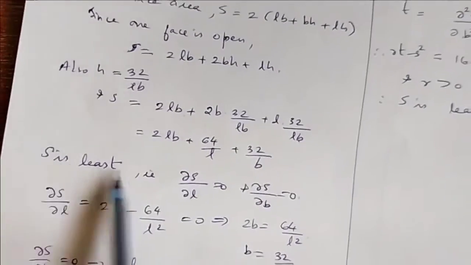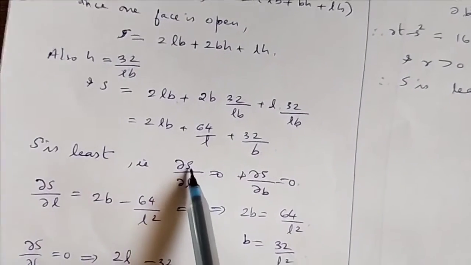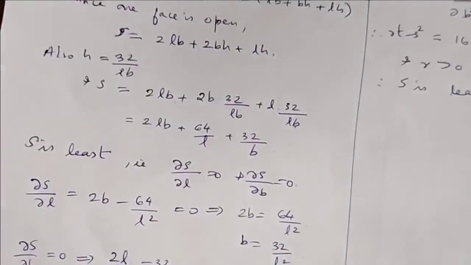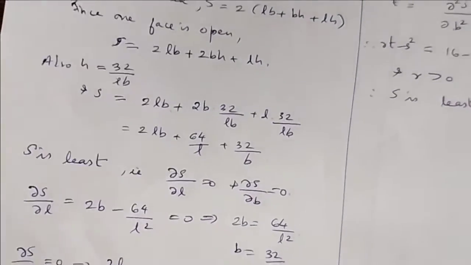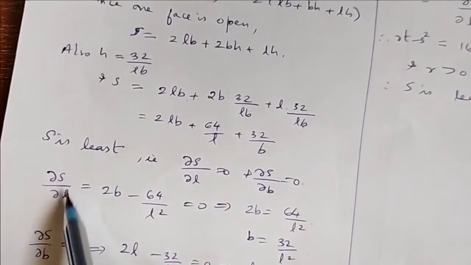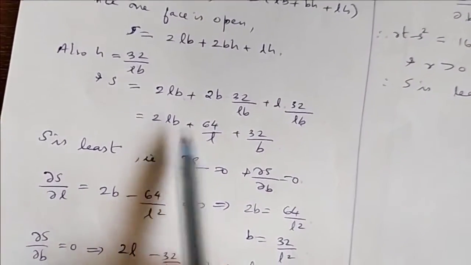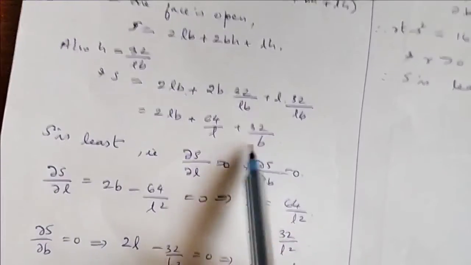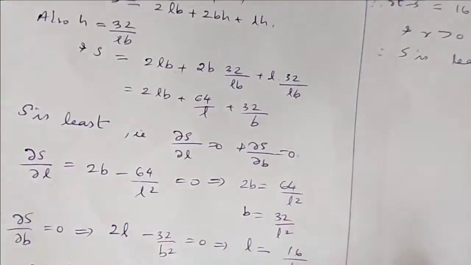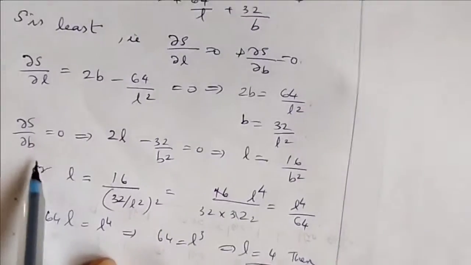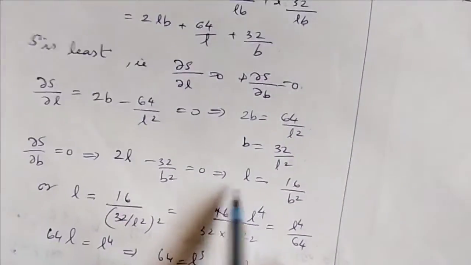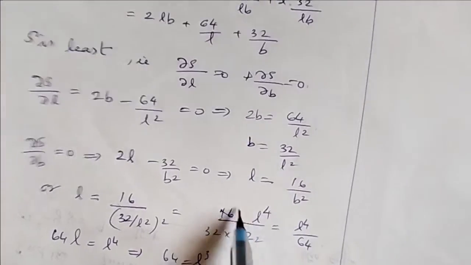Okay. So S is least, that is we have to put the derivative of S with respect to L and with respect to B, because S is in terms of L and B. Partial derivatives, put them to 0. So it will be dou S by dou L. What is dou S by dou L? 2B minus 64 by L square, it is 0. So this means 2B is 64 by L square, or B is 32 by L square. Similarly, dou S by dou B is equal to 0 means 2L minus 32 by B square is equal to 0. L is 16 by B square.